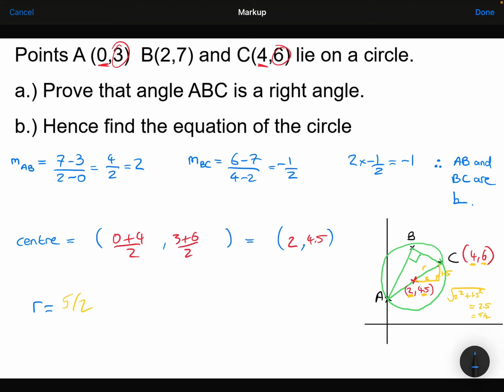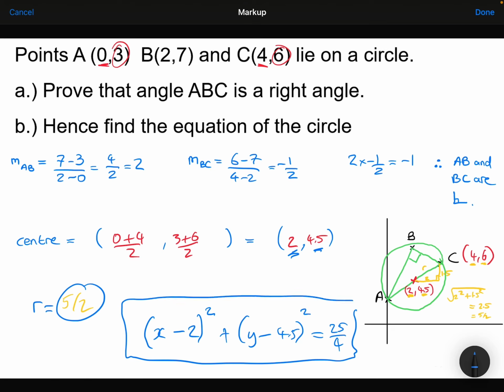And I can now write down its equation: (x minus 2) squared plus (y minus 4.5) squared equals the radius squared, and we're done.